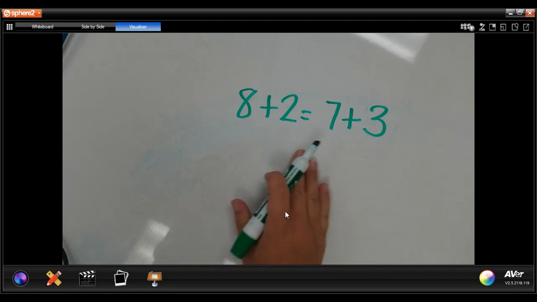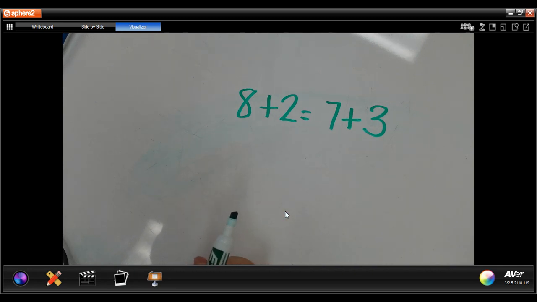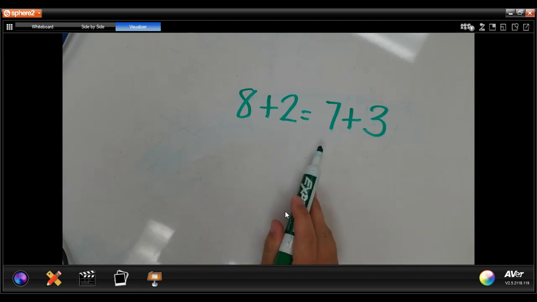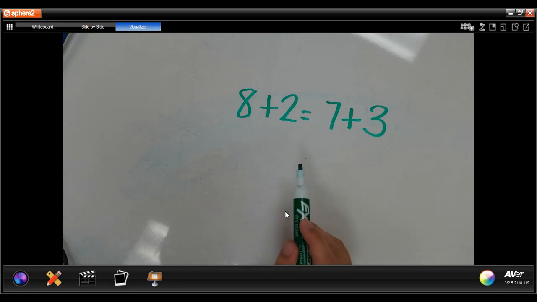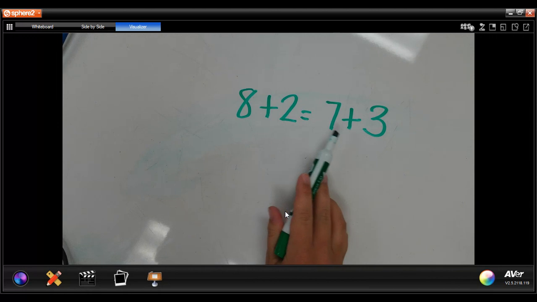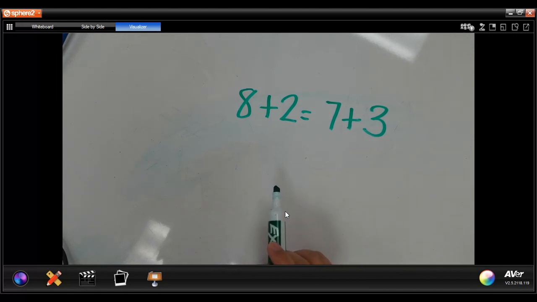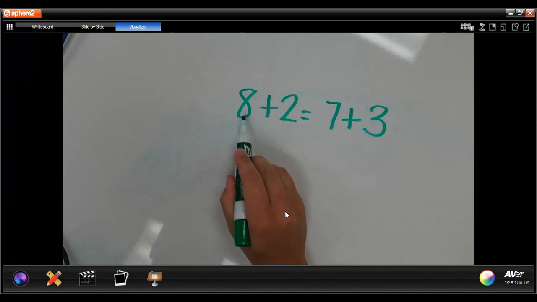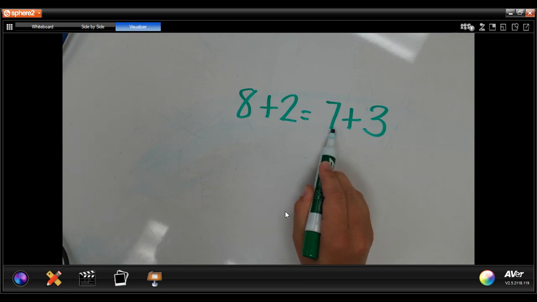Back in kindergarten and first grade, you learned about how there are many different ways to make a 10. You learned that 8 plus 2 equals 10 and 7 plus 3 equals 10. We're now going to see why these two equations both equal 10 and how we can use comparative relational thinking to know that these two equations are equal and balanced.